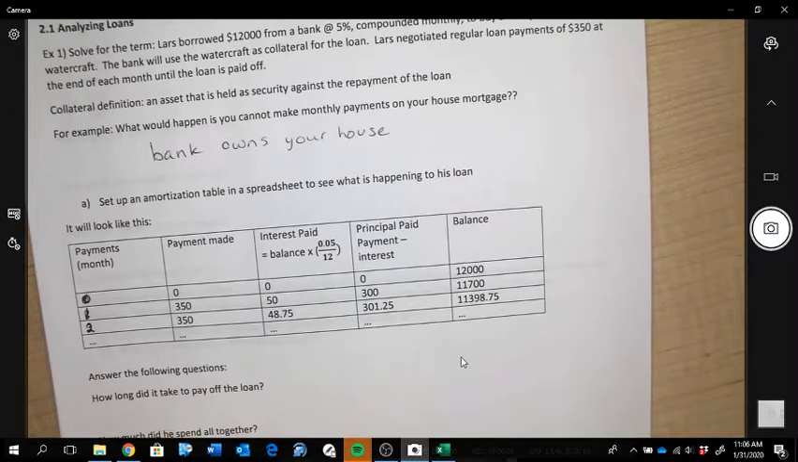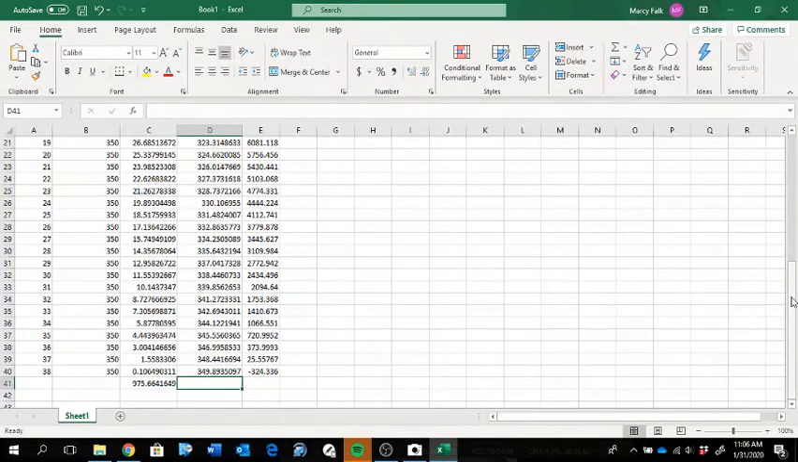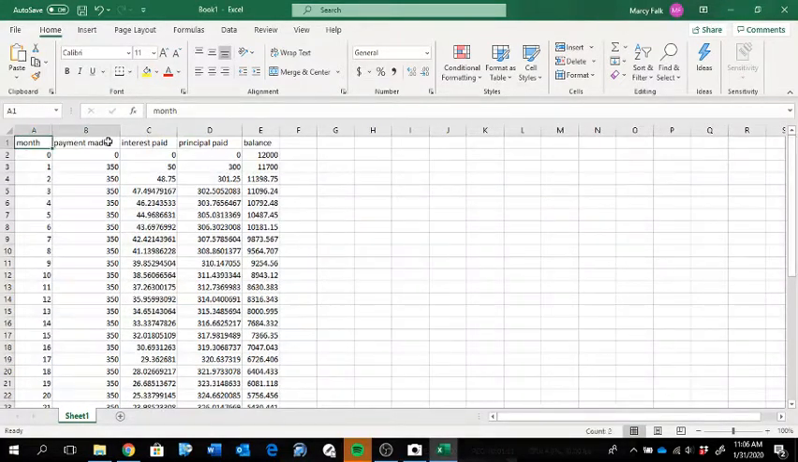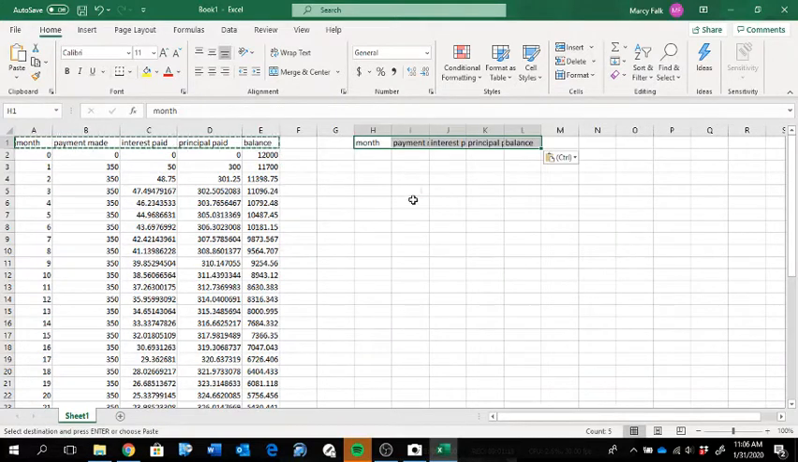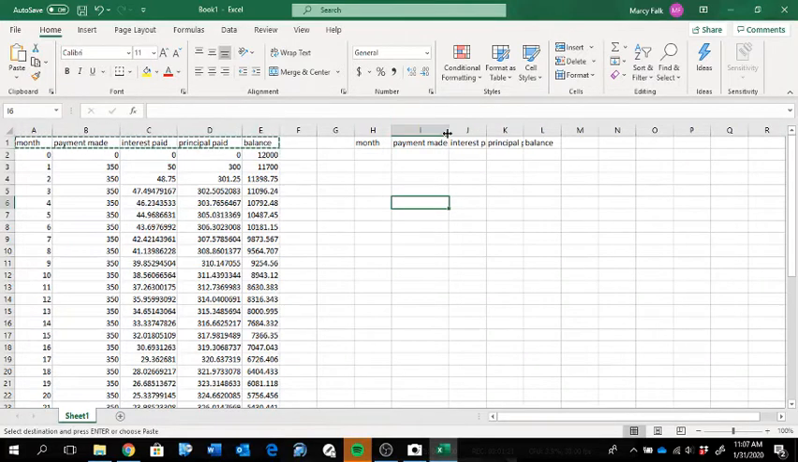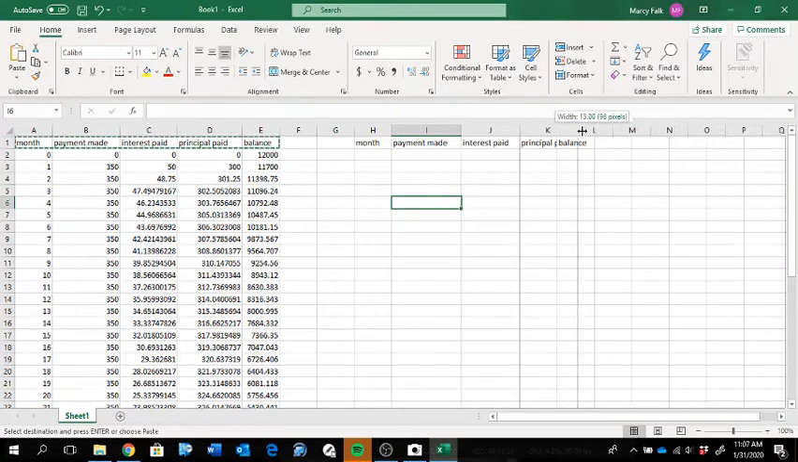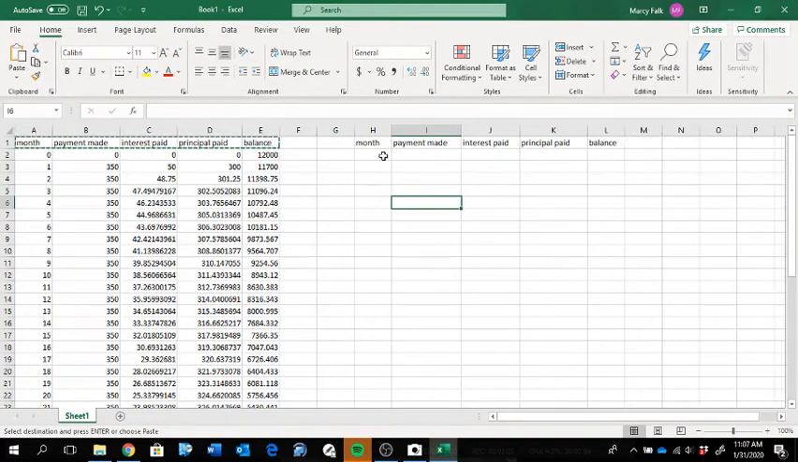So I'm going to show you this loan, and we're going to do it on a spreadsheet, and we're also going to do it on our calculator. Okay, so we're going to set this up in a spreadsheet. I have it here, but we're just going to show you from scratch. Make all your titles: the month, your payments made, your interest, your principal that you pay off, and the balance.